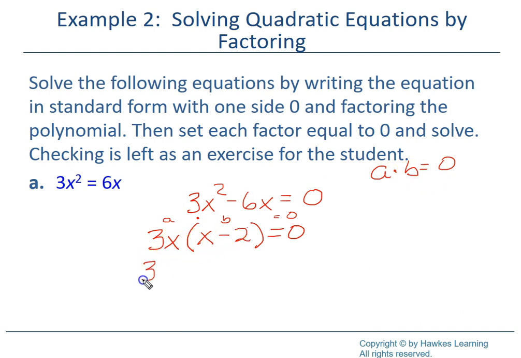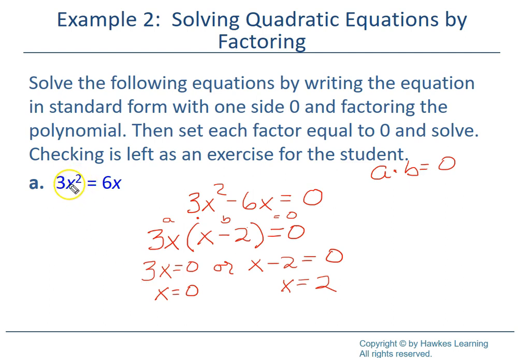So we have 3x equals 0, or x minus 2 equals 0. Here we're just going to divide both sides by 3, and we get x equals 0. And here we just transpose the negative 2, and we get x equals 2. Now, let's see if those, in fact, make this true.